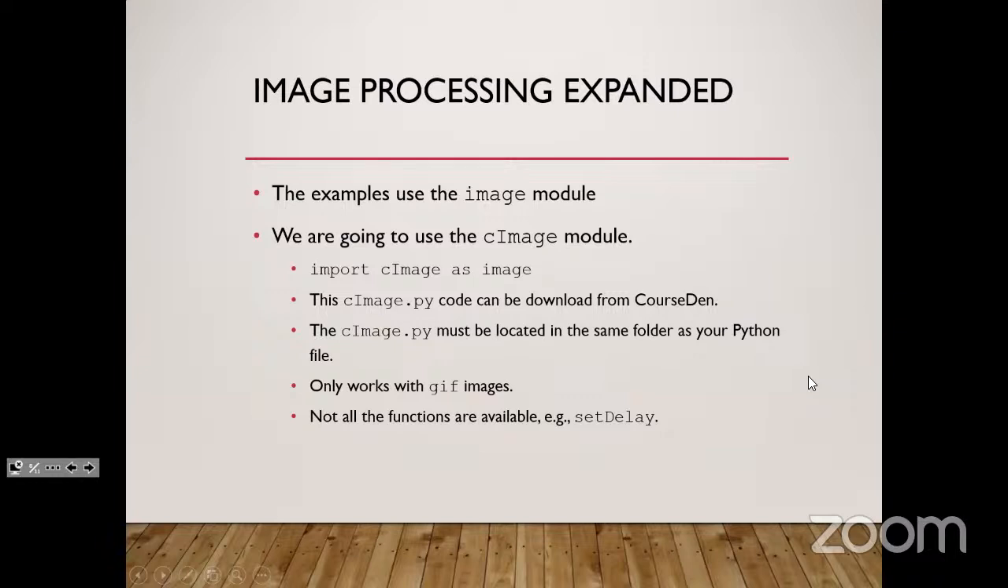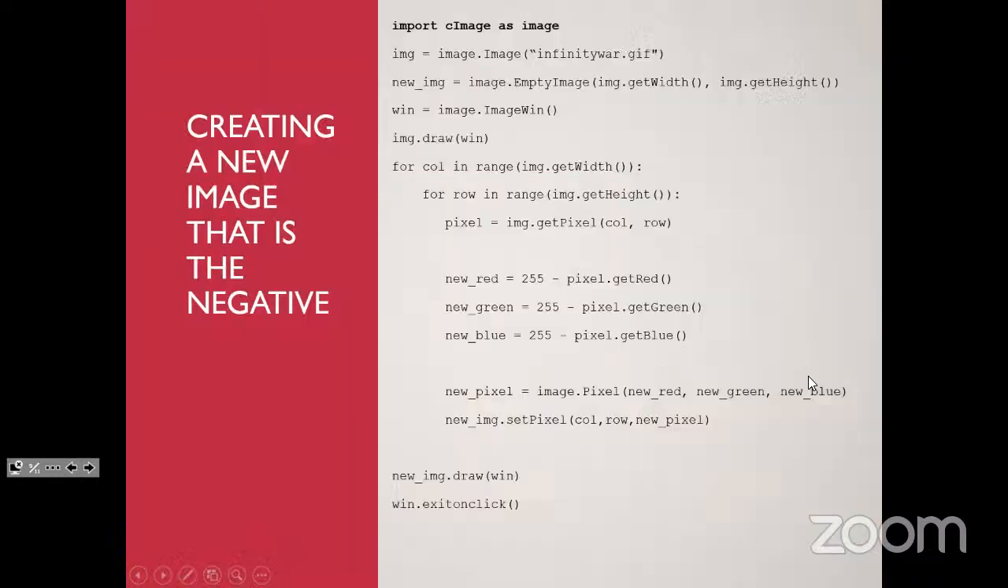So not all the functions that are available in Image are available in CImage. If we don't need them, let's take the confusion of that away. Let's get rid of them. You don't have to worry about setting that delay and stuff like that. It's just going to work. So this is the negate using CImage. It's pretty much the same. It's just missing a couple of calls that we now don't need.